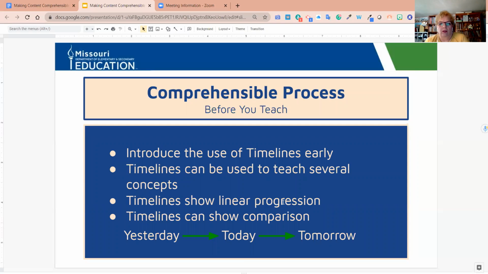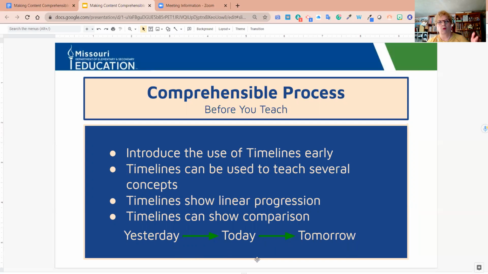And one of the things that we used from the very beginning in my classroom were timelines, because I never thought of it before I started using it, but timelines can be used in lots of different areas. They show a linear progression, so you can use them for just getting them used to the arrow that points the other direction means there's more information to come. We can talk about the sequence of time from yesterday to today or tomorrow.